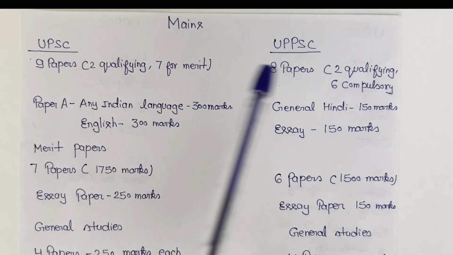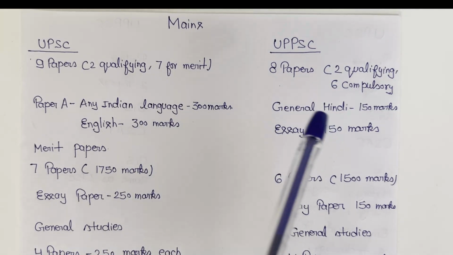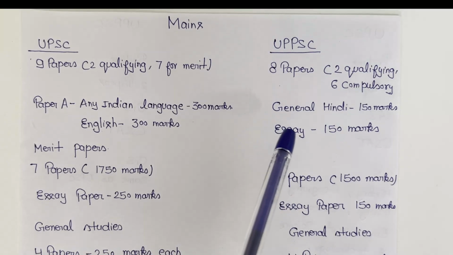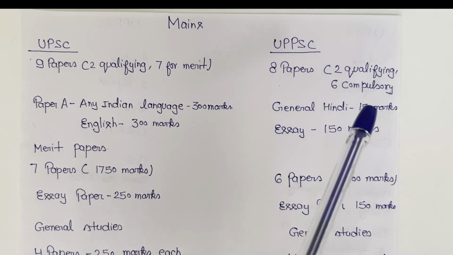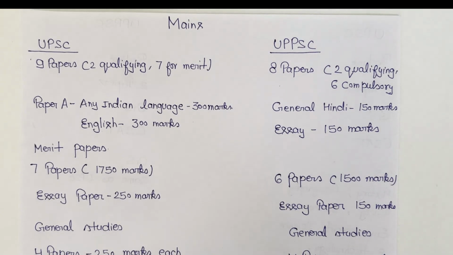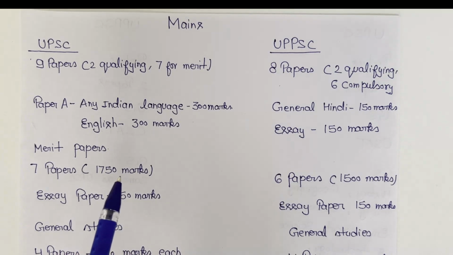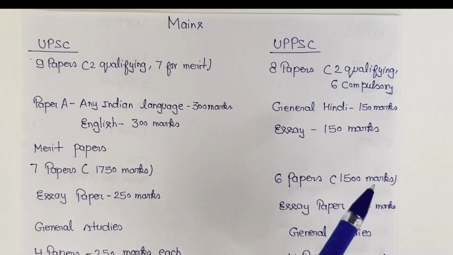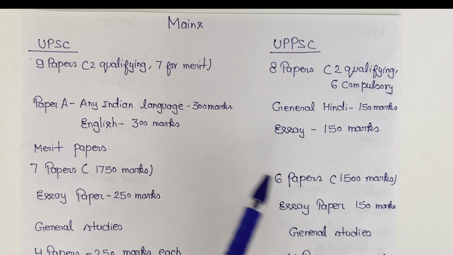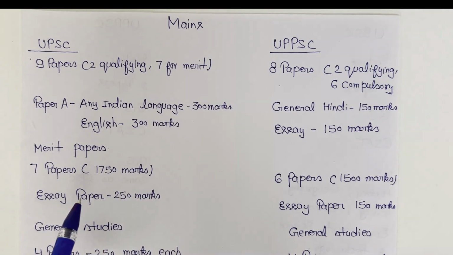Now in UPPSC there is one paper, General Hindi, and another paper, Essay, which are qualifying, and they are both 150 marks each. Now the merit papers are 7 papers in UPSC, which are of 1750 marks, and in this 1500 marks there are 6 papers, and there is one Essay paper, which is of 250 marks.